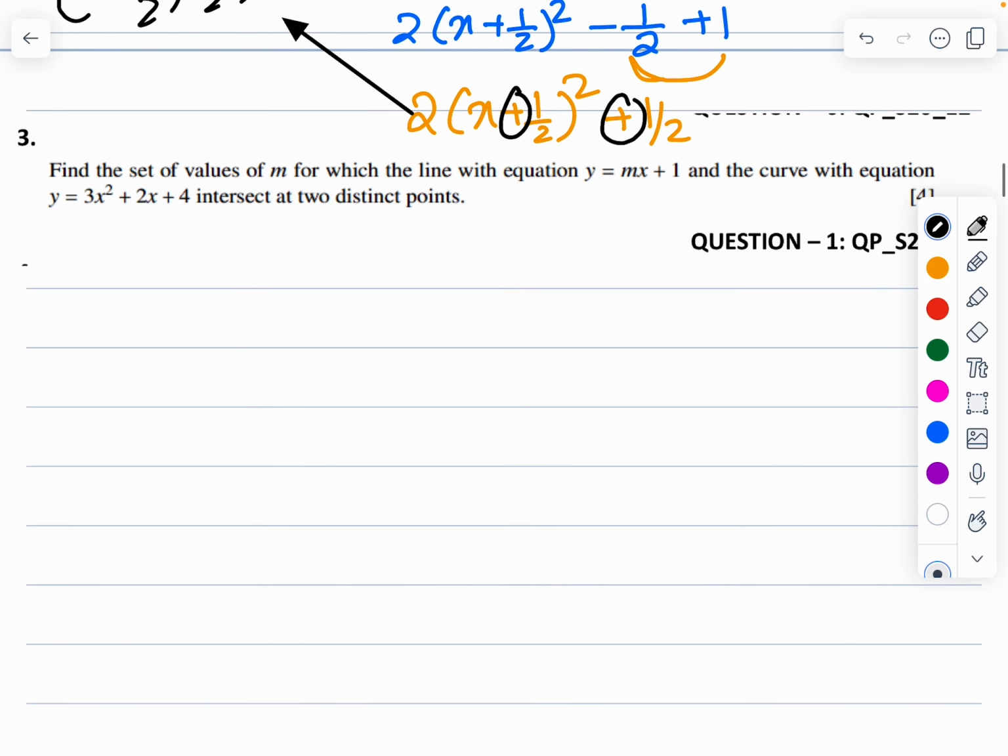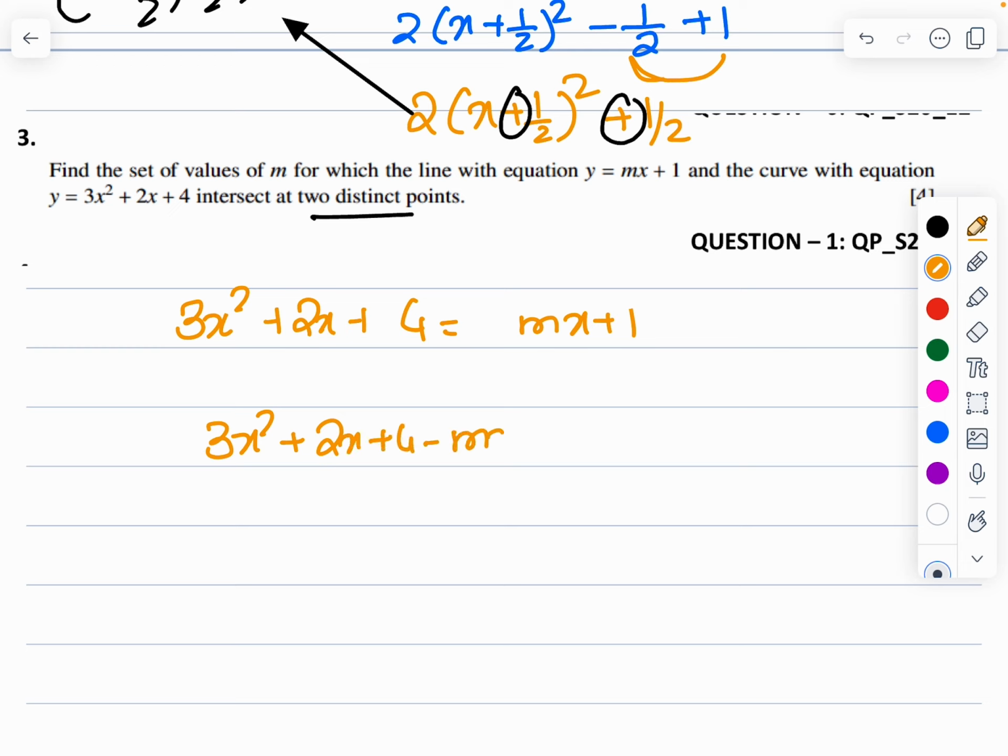Question number 3. Find the set of values for which the line and the curve intersect at 2 points. So what am I going to do? 3x square plus 2x plus 4 equals to mx plus 1. So 3x square plus 2x plus 4 minus mx minus 1 equals to 0. So it becomes 3x square. Take x common, the like terms. It becomes 2 minus m. Then take the constants. 4 minus 1 is 3 equals to 0.